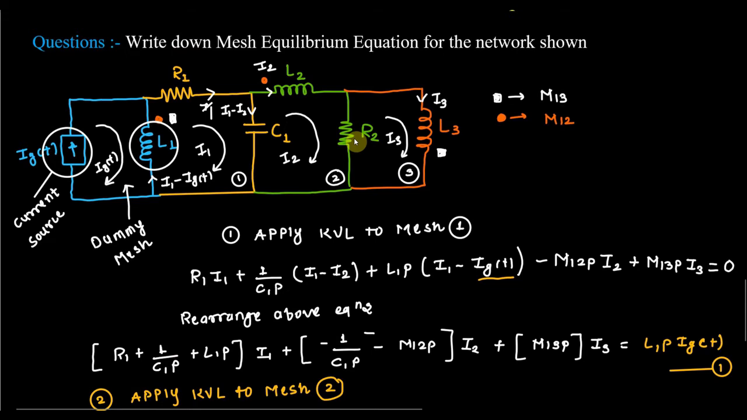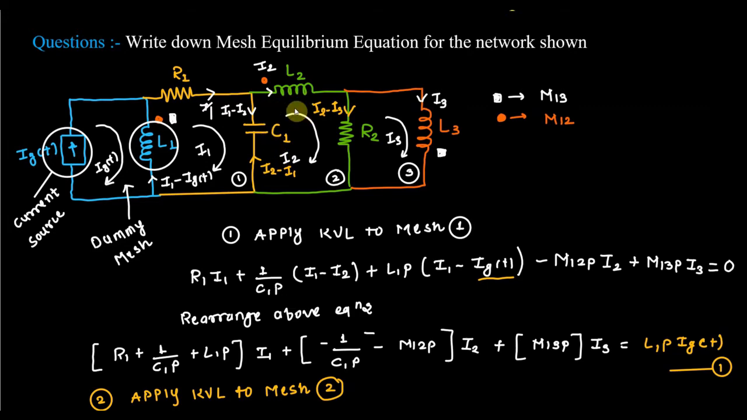So you can see that in mesh 2 we have L2. So current in L2 is I2. We have this R2. So current in R2 is simply I2 minus I3. Fine. And we have a capacitor, and current in the capacitor is I2 minus I1. Okay, I hope now this point is clear to everyone.